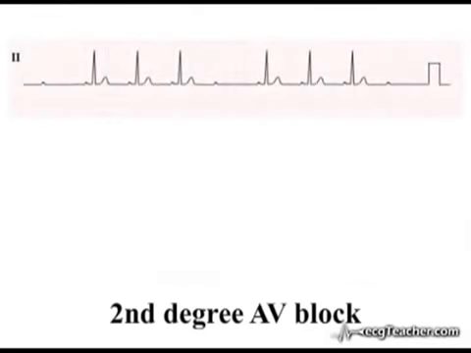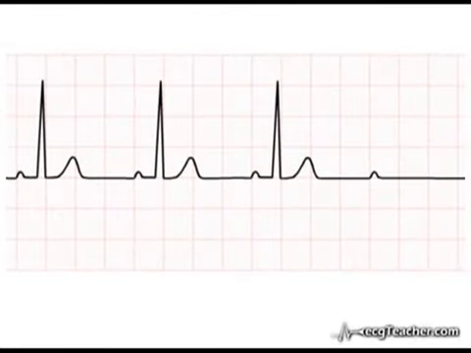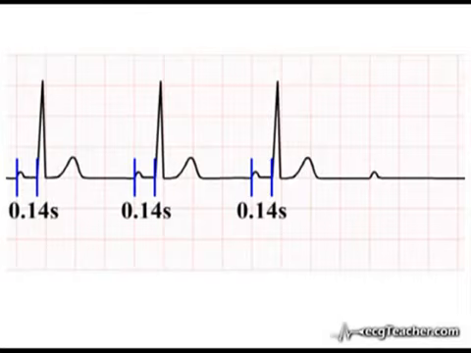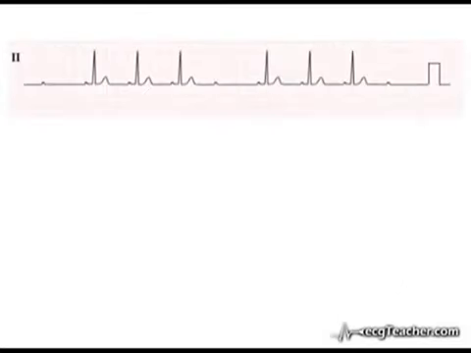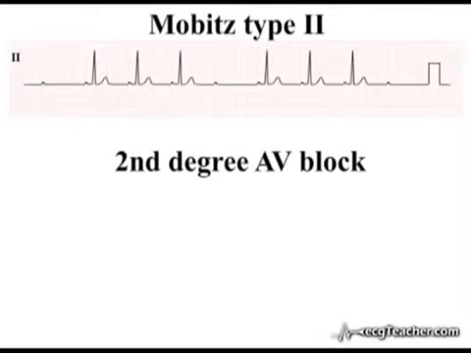In Mobitz type 2 second degree AV block, again by definition there is an intermittent failure of conduction of P waves to the ventricular myocardium. However, unlike the Wenckebach phenomenon, there is no progressive prolongation of the PR interval before the non-conducted P wave. Analysing this strip, we note that within the groups the PR interval is constant. With intermittent failure of P wave conduction and a constant PR interval, this is Mobitz type 2 second degree AV block.